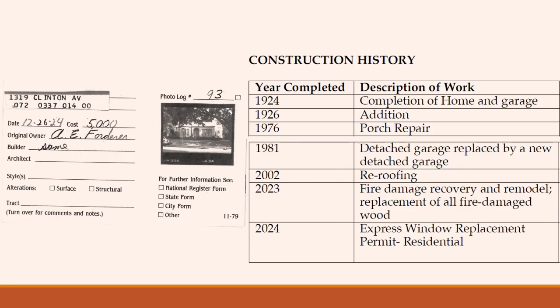So the building was built in 1924 by Arthur E. Forder. He was also the owner of the building. And the architect for the design of the building is unknown. And as you can see, the building was modified over the years and had an addition in 1926. The detached garage was replaced in 1981. There was a re-roofing in 2002. And then in 2022, the building suffered a fire, which damaged the roof of the home.